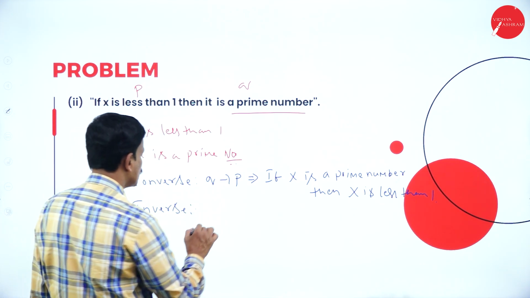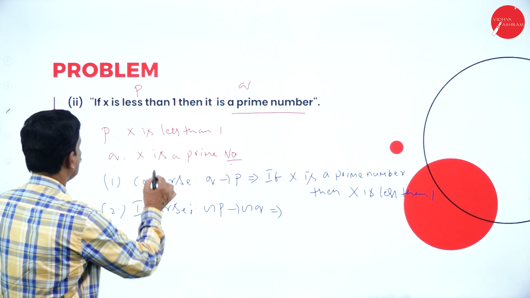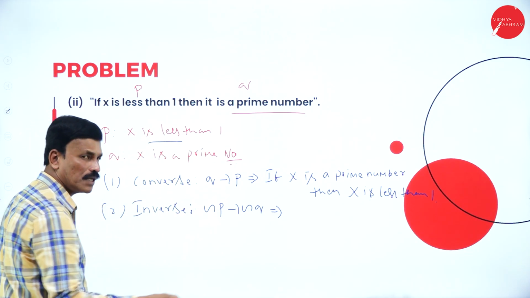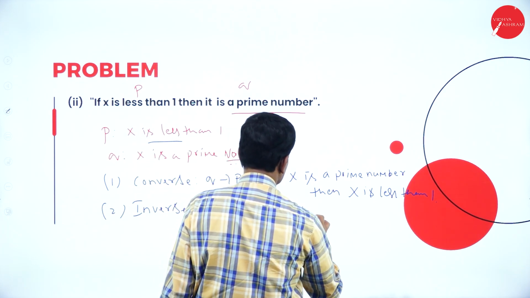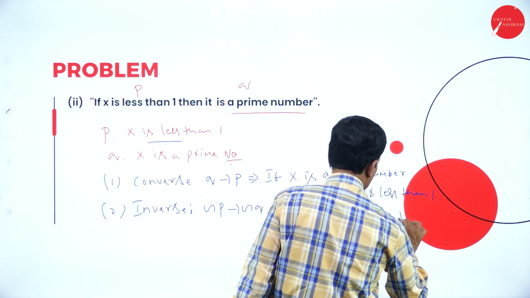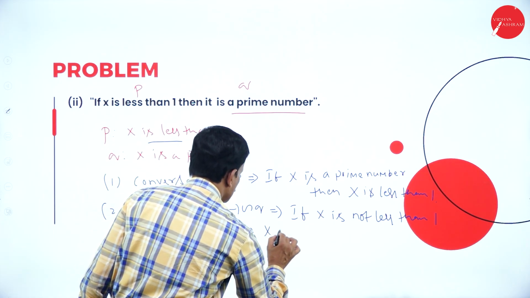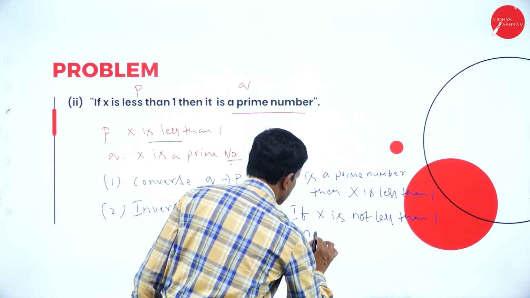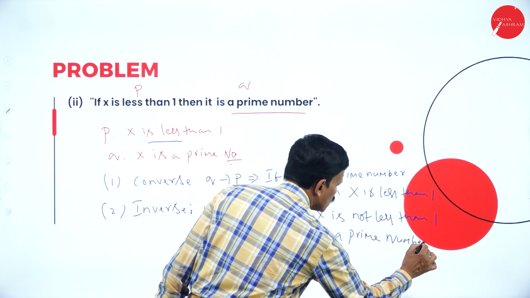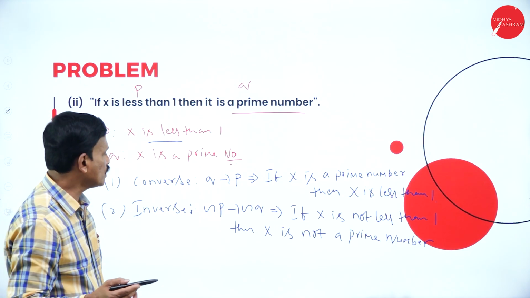What is inverse? Inverse is nothing but negation of P conditional to negation of Q. This is the inverse. What is negation of P? If x is not less than 1, x is not a prime number, that's all. So I will write like this: if x is not less than 1, then x is not a prime number. This is called the inverse. If x is not less than 1, then x is not a prime number.